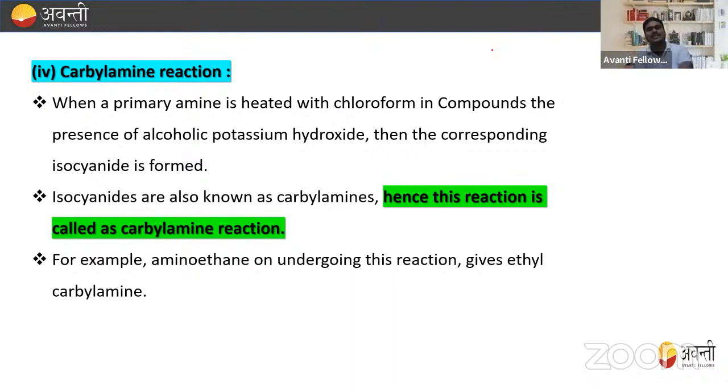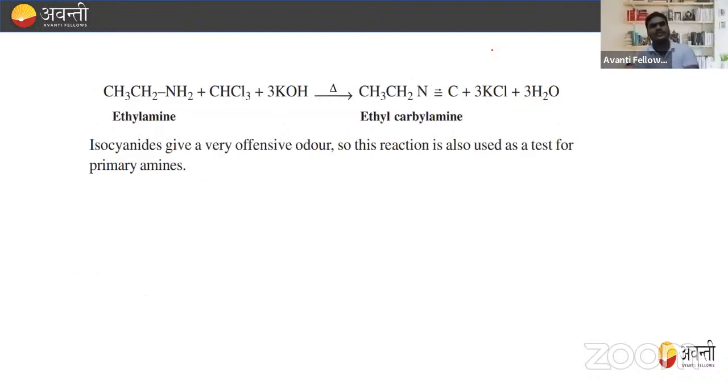For example, aminoethane undergoes this reaction to give ethyl carbylamine. This is CH3CH2NH2, the primary amine. When it is treated with chloroform, CHCl3, and KOH and heated, it will form ethyl carbylamine. Isocyanide gives a very offensive odor, so this reaction is also used as a test for the primary amine. If you want to distinguish between primary, secondary, and tertiary amines, you can use this test, because only primary amines give it.